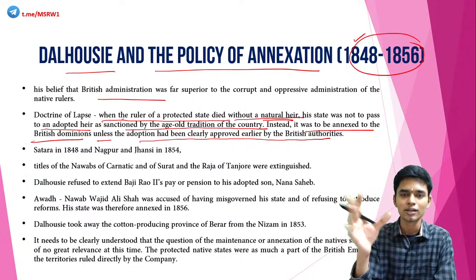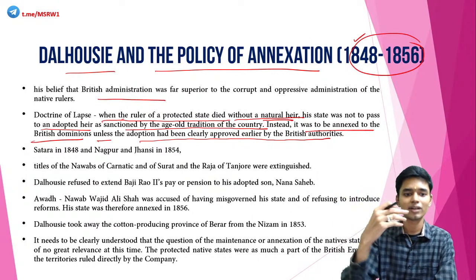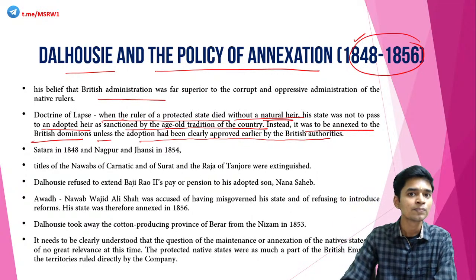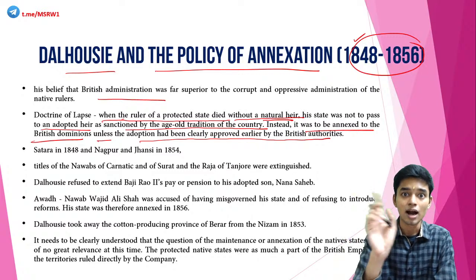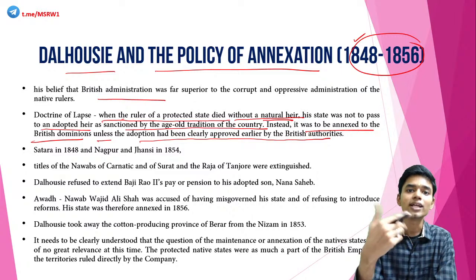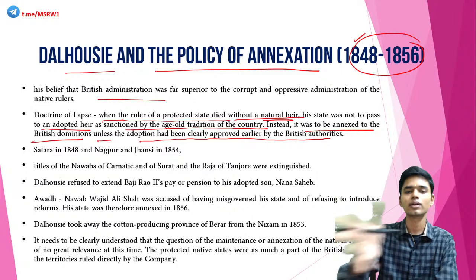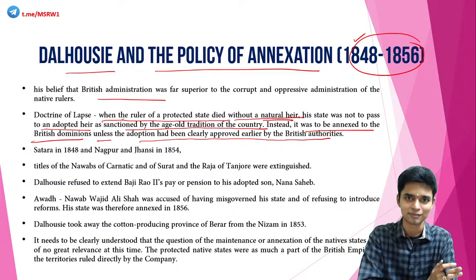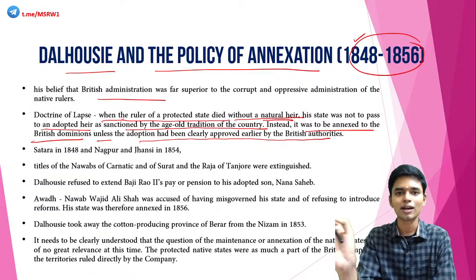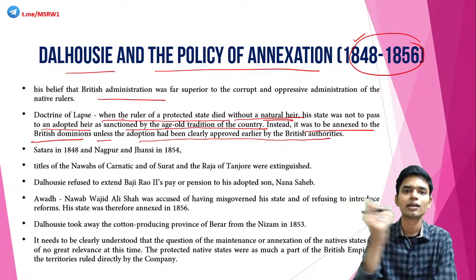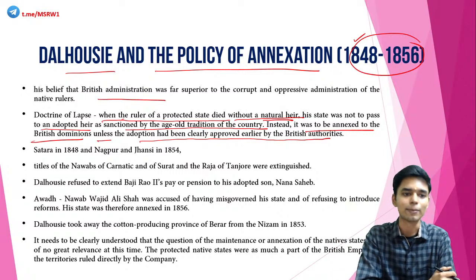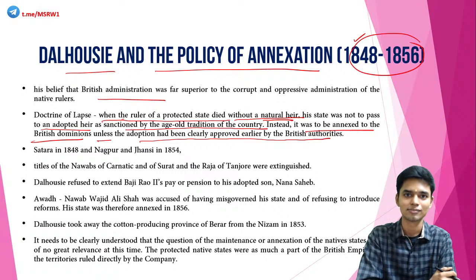If he dies without having a male heir of his own, then that kingdom will automatically go to Britain, unless Britain has already approved that the adopted ruler can continue there. The British will decide. If the British accept, the adopted ruler can continue. Otherwise, that kingdom will automatically get annexed to the British Empire. This is the doctrine of lapse implemented by Lord Dalhousie.